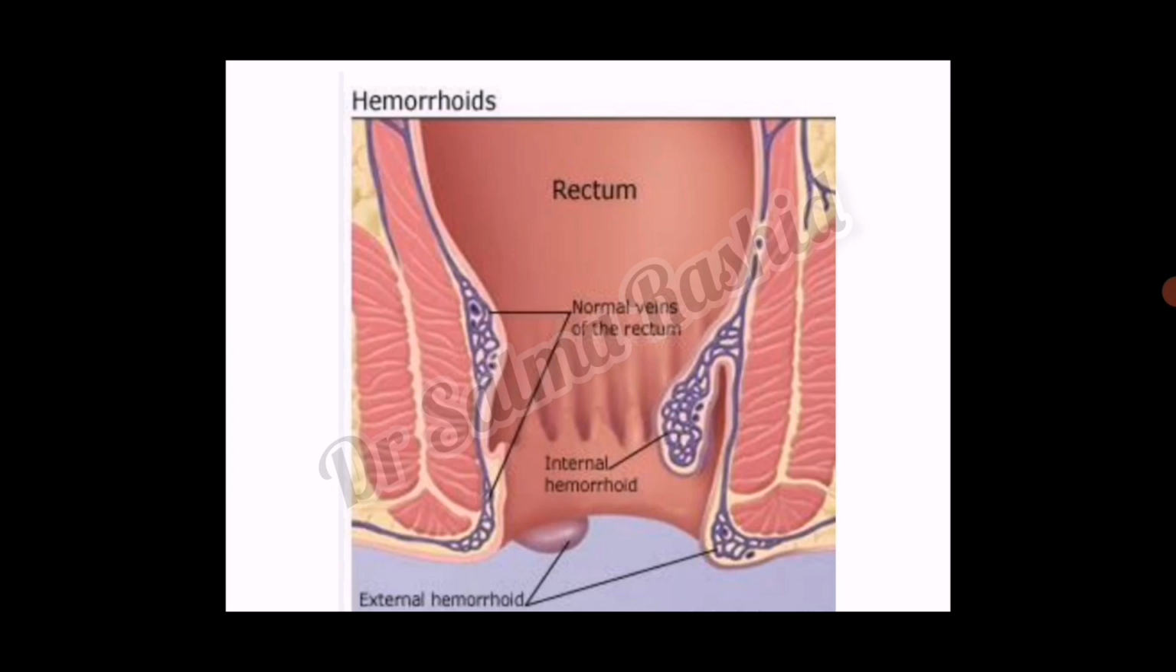Here you can see hemorrhoid formation. On the left side you can see the normal veins of the rectum, internal and external, and on the right side you can see internal hemorrhoids and also external hemorrhoids.